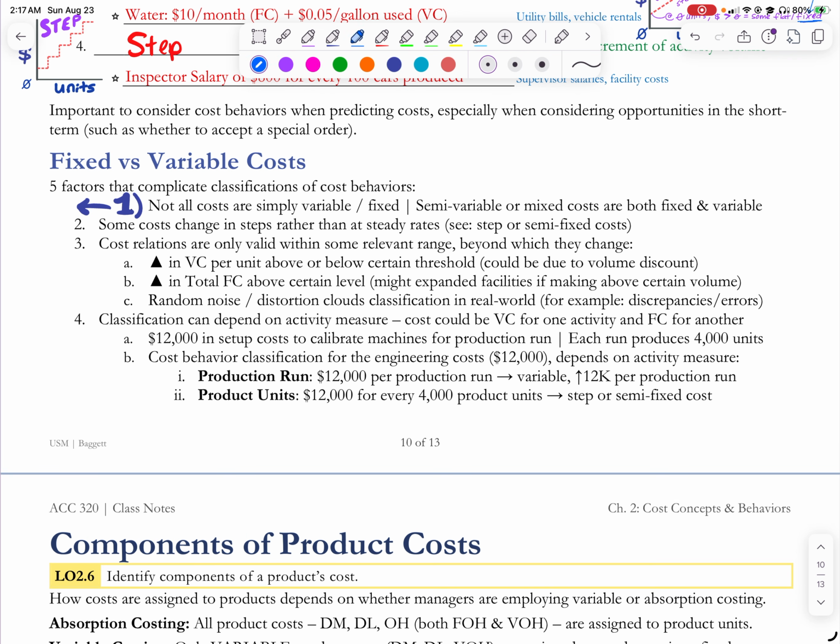I don't know how these got shifted. That was supposed to be 4, and that 5.